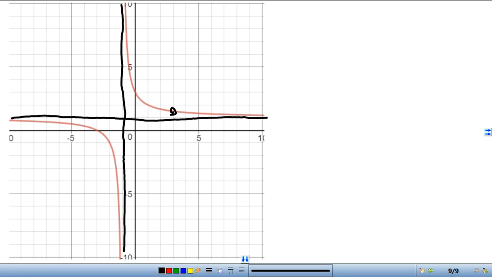Yes, you're going to get a test on this. It's that easy. I mean, it's not that hard.